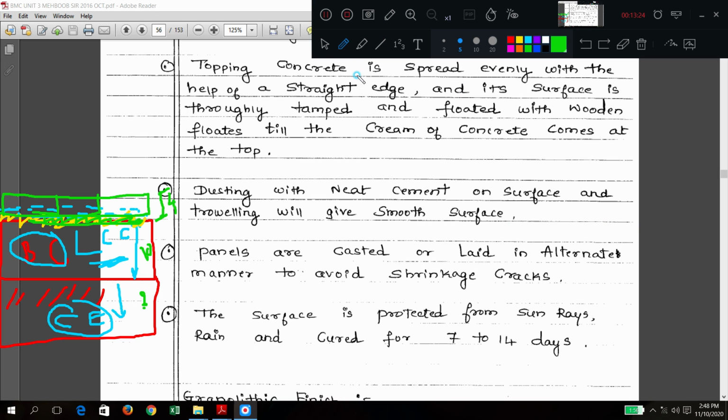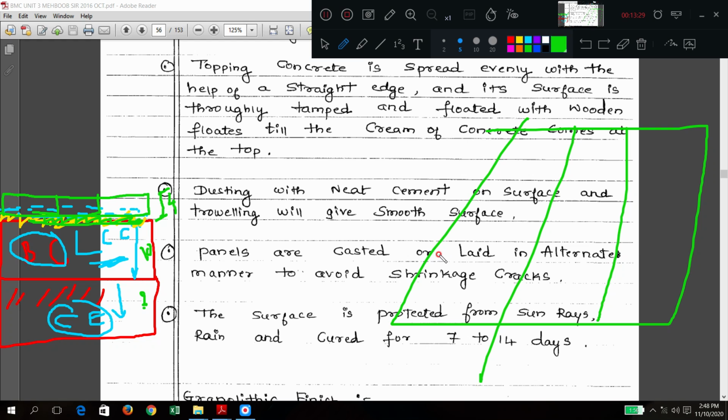Okay, panel construction. You remember this point. A big room is there, so they make it in panels like this. First, they will construct this, like this.